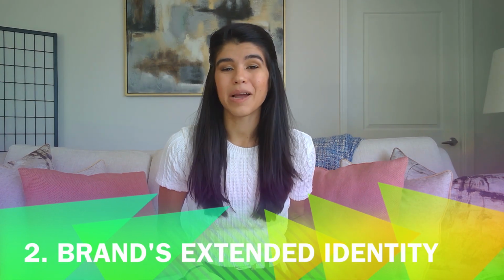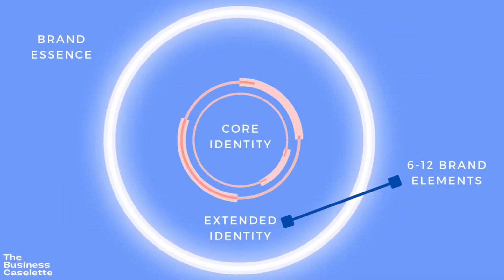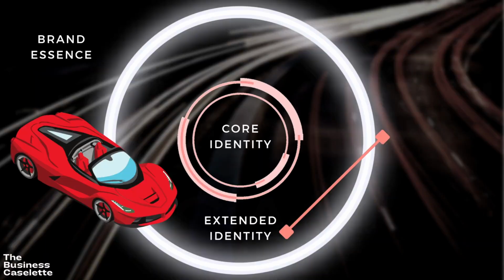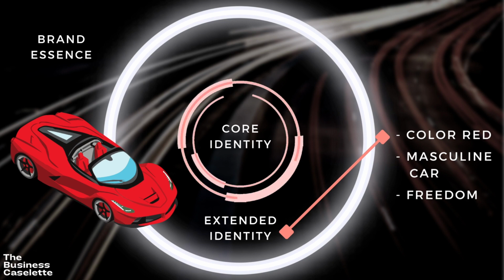On the other hand, a brand's extended identity is made up of the other components of a brand's identity that don't quite make it to the core identity status. A brand can typically have 6 to 12 extended identity elements. These are the elements that hold true for the brand in certain circumstances, but aren't crucial to the survival of the brand. Coming back to our example of a Ferrari, we could say some extended identity elements are the color red, a man's car, freedom, and so on.